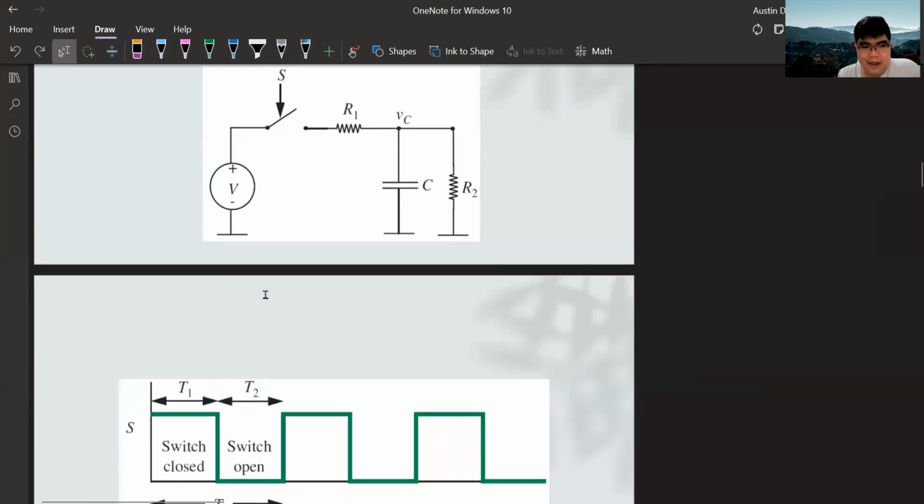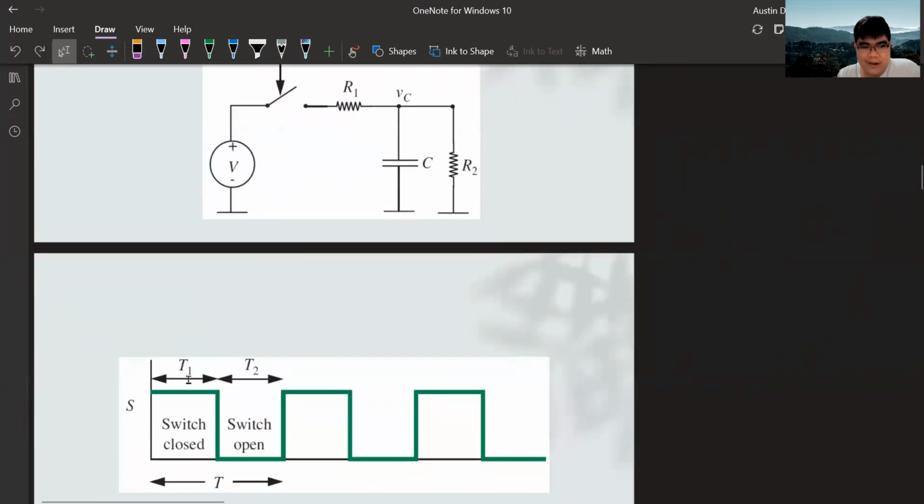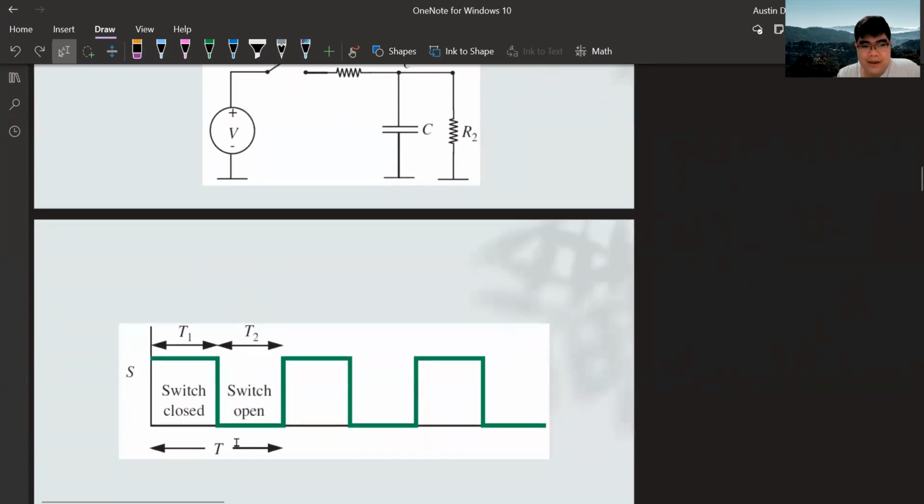Okay? Then, denote natin yung time 1 as yung time na switch ay closed. And then time 2 would be switch ay open. And then, we call that the total time t. Okay, so let's calculate the work done here and work done here.